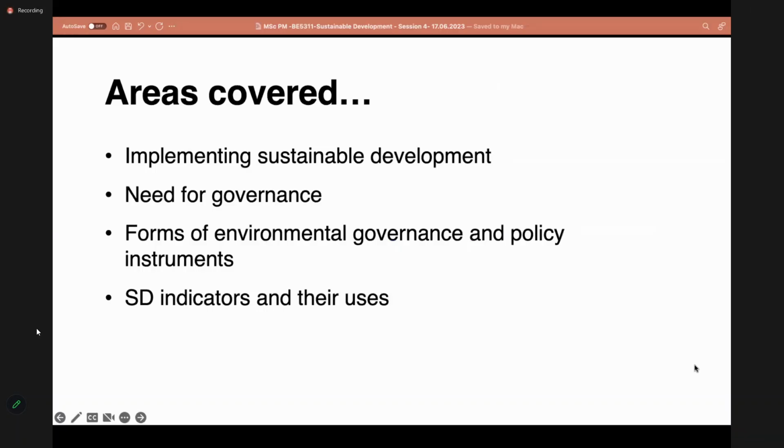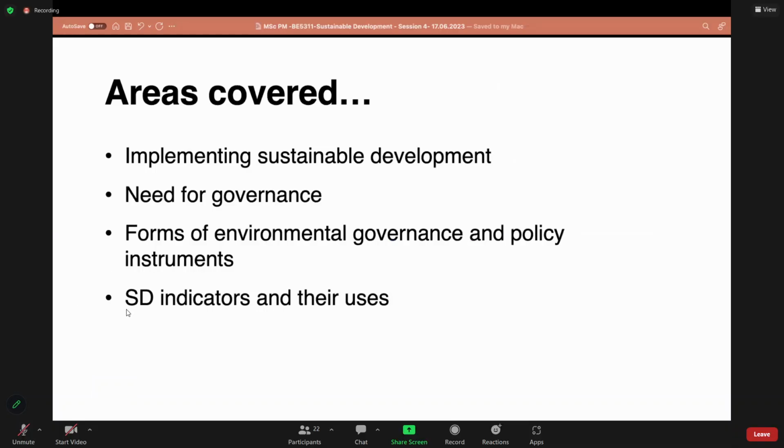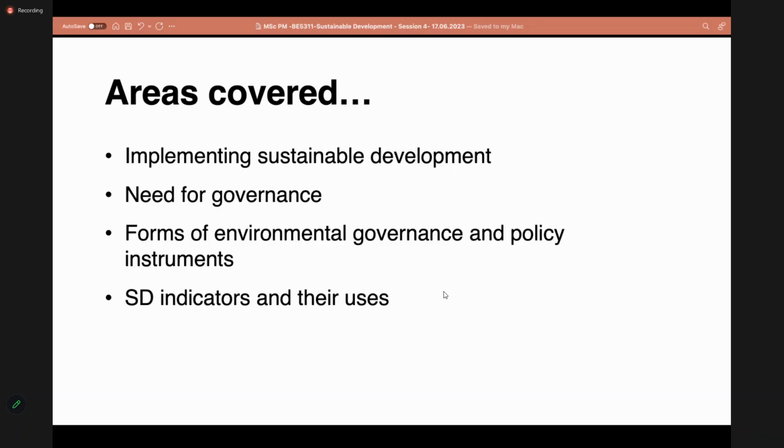So today, as I was saying, we will look a little bit at how this concept that we've been discussing so far can be implemented in practice, the different policy instruments we use in the world today to put these ideas into practice, and the different indicators that are being used to see how we are performing in terms of the targets we have set for ourselves.